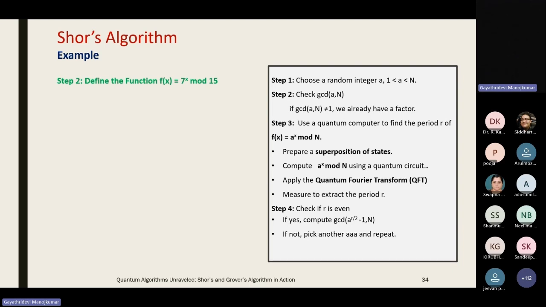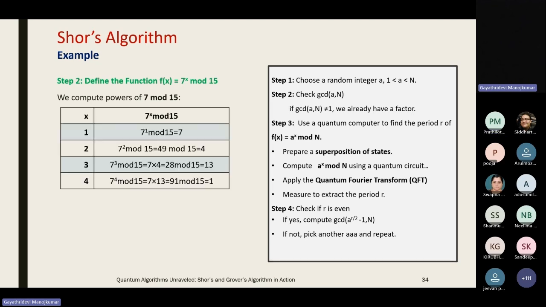Now define the function a^x mod 15, where a is nothing but 7. So I'm giving 7^x mod 15. Now I'm going to compute by changing x to be 1, 2, 3 and 4. Checking 7^1 mod 15, it gives 7. Its square is 49, and 49 mod 15 is 4. I go on till x equals 4. Now we can see that the function is periodic with a period r equal to 4.